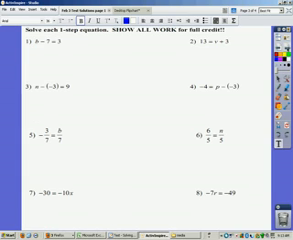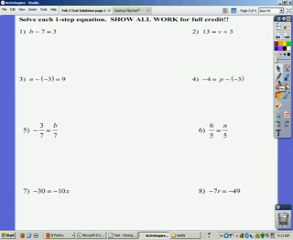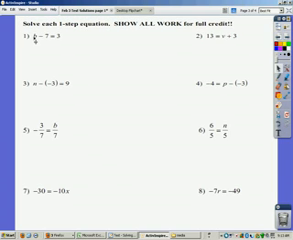Okay, the first problem. This is a one-step problem. We have to undo whatever's being done to my variable. What is the variable in this equation? Is B? Sorry, wrong one. Okay, B is my variable. So I have to basically solve for B equals. And what I want there is just a plain old number.